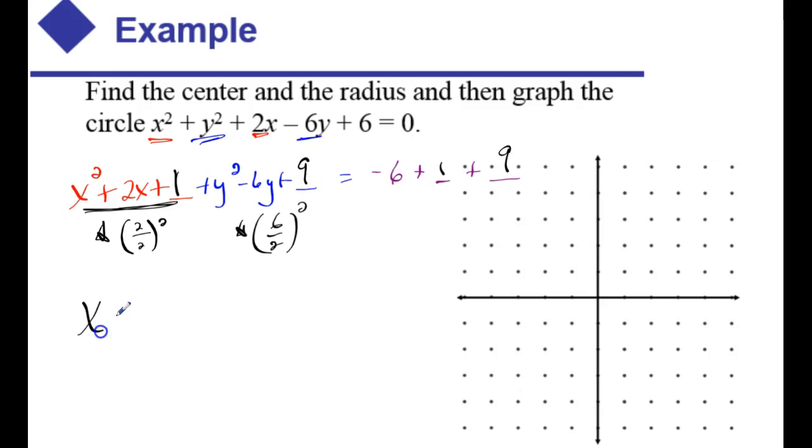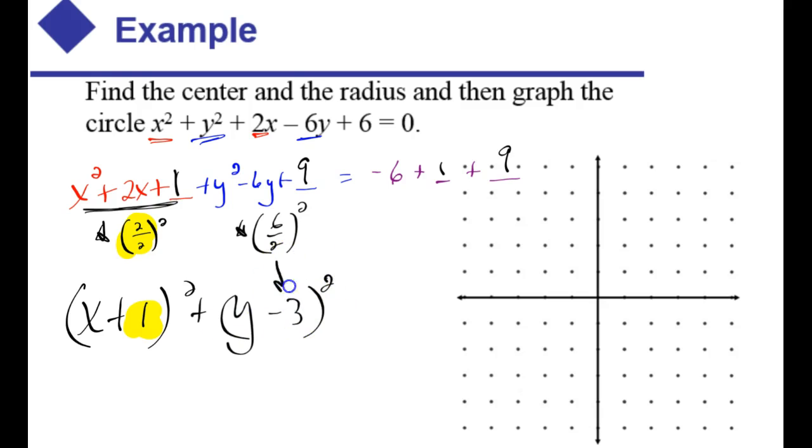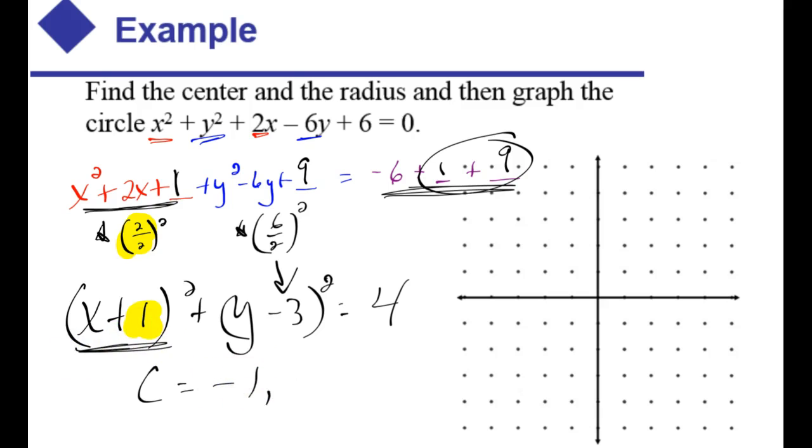This red turns out to be x plus 1 quantity squared. Remember, I don't have to think hard because it's just this number. Plus y minus 3 quantity squared. Remember, it's just that number here. Equals, and I'll just say, oh, this is 10, take away 6, which is 4. And then I know that my center is, whenever you see parentheses go the opposite direction, negative 1, 3, and the radius must be 2.